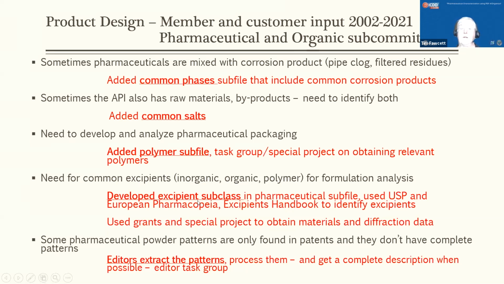We checked those lists of what was in the database, what wasn't in the database. And then special projects were initiated to obtain the materials that weren't in the database and get reference materials from them. And finally, the pharmaceutical scientists said an awful lot of the powder patterns are part of patents. And usually the patents only have a partial description and the quality is very low. So we had a special team of editors extract the patterns, process them, try to get as complete a description as they could, calibrate the data, and then enter the data in the database.